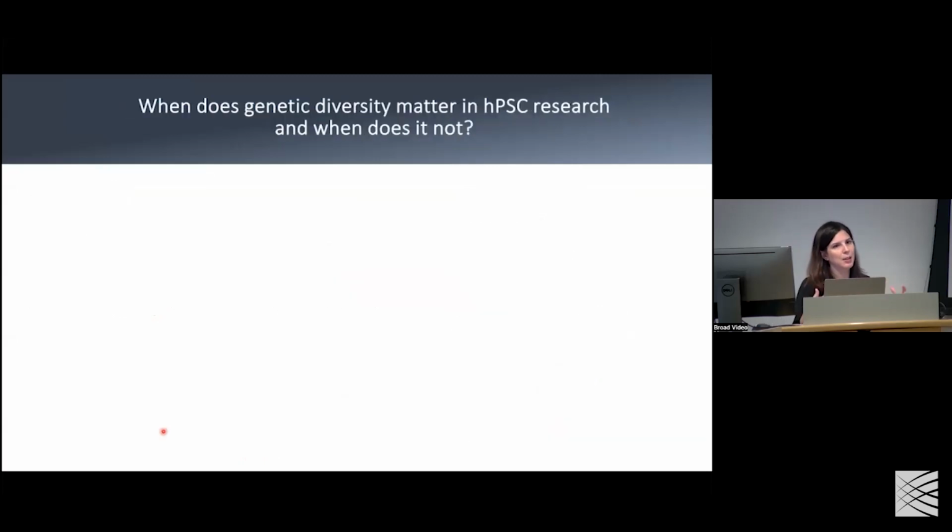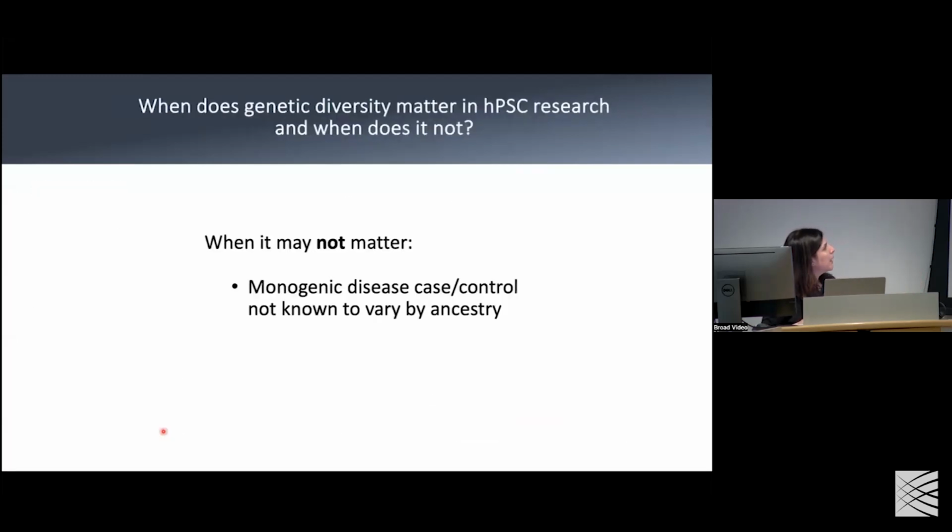So when does it actually matter in the lab whether or not we are using genetically diverse human pluripotent stem cell models? There's one case where it may not matter whether or not the stem cell lines we're using are genetically diverse. This is in the case of monogenic diseases in a case control study, for example, not known to vary by ancestry. It is often the case that in the context of monogenic or Mendelian disorders, there's a pathogenic variant that will lead to disease regardless of what population the variant is found in.